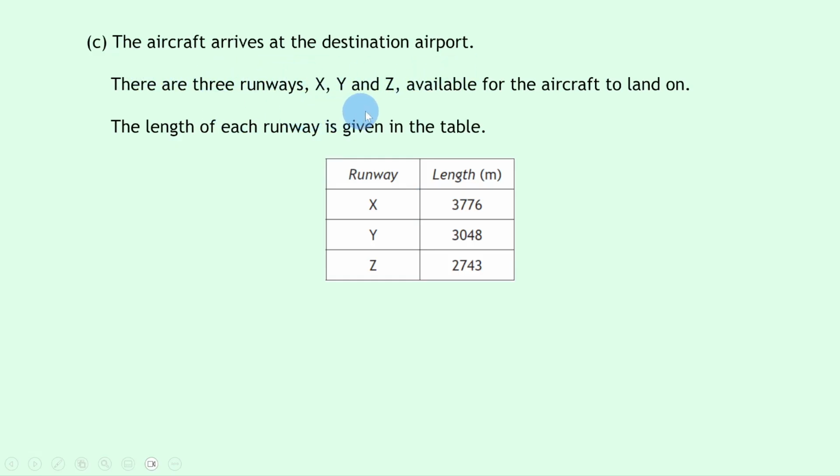There are 3 runways X, Y and Z available for the aircraft to land on. The length of each runway is given in the table. So we have our 3 runways X, Y and Z and their lengths in meters. So we've got 3,776 for X, 3,048 for Y and 2,743 for Z.